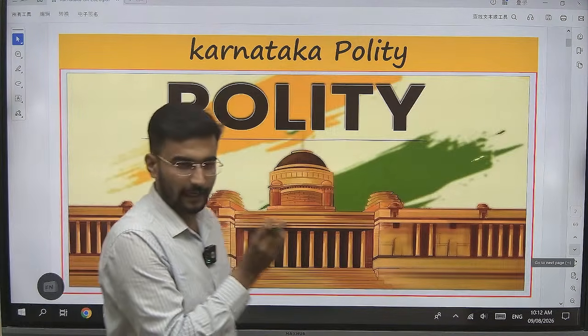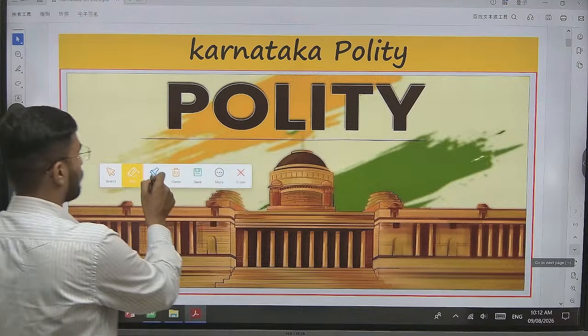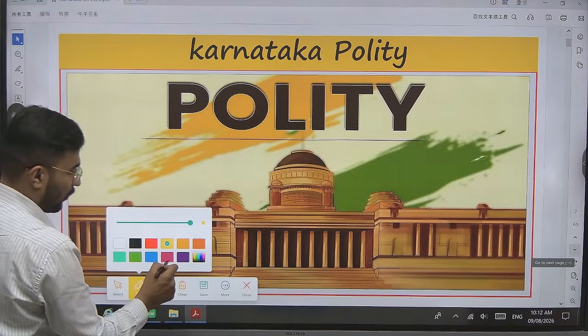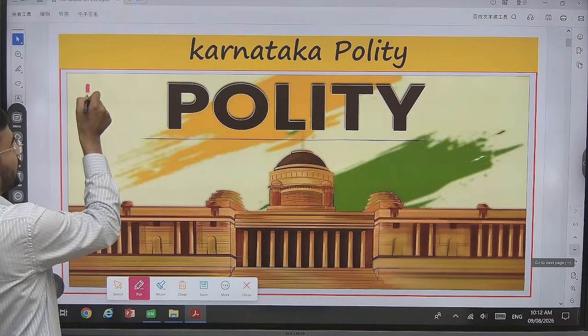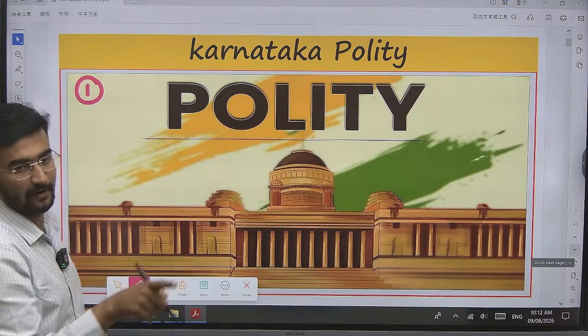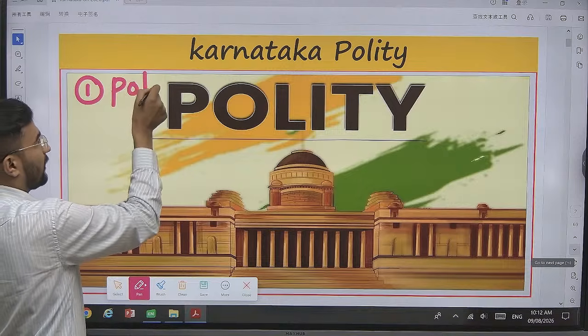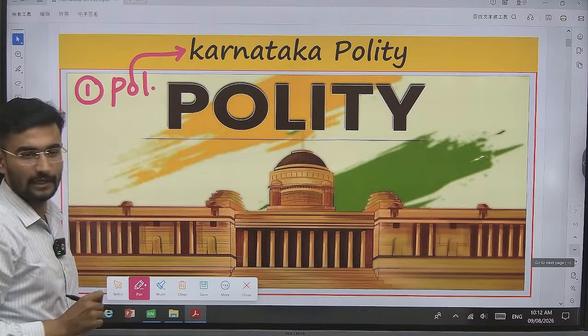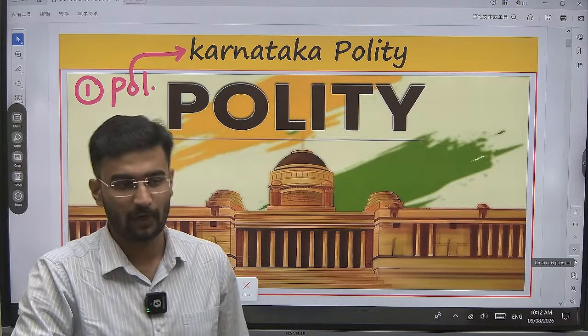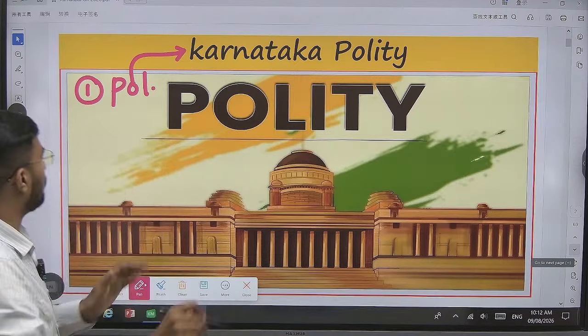Now under this Karnataka polity, the first and foremost thing we need to know is how Karnataka was created. First and foremost, we are not talking about history. We are talking about the political history of Karnataka. This is our first one. Political history of Karnataka. And the second one we need to know about.